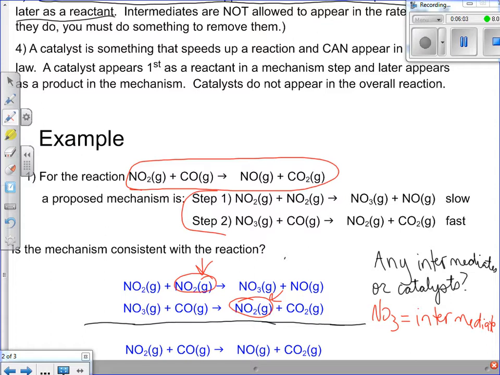But no, because NO2 is in the overall reaction, it's not an intermediate or a catalyst. Even though I was able to cancel out an NO2 from my steps, since it is in the overall reaction right there, it is not an intermediate or a catalyst, because neither intermediates nor catalysts appear in the reaction.